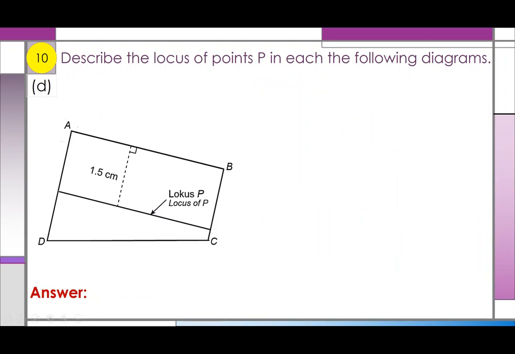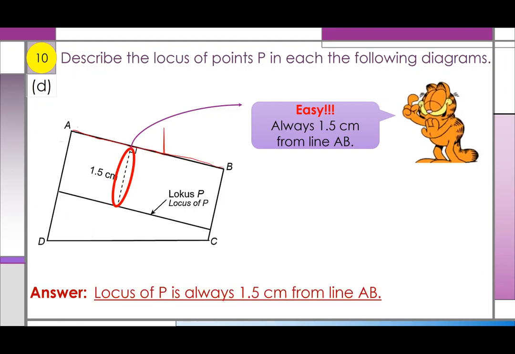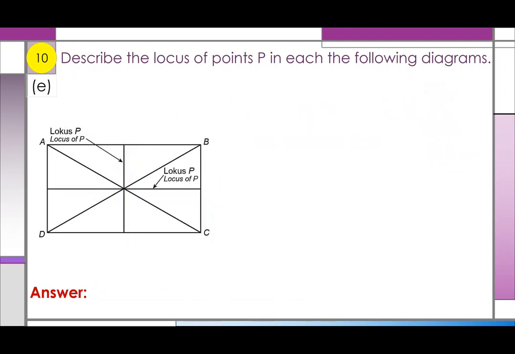Describe the locus of P in each of the following. Okay, this is my locus P. What you can see is it's always 1.5 cm from our line AB. This is our line AB. It's always 1.5 cm. So the locus of P is always 1.5 cm from line AB.